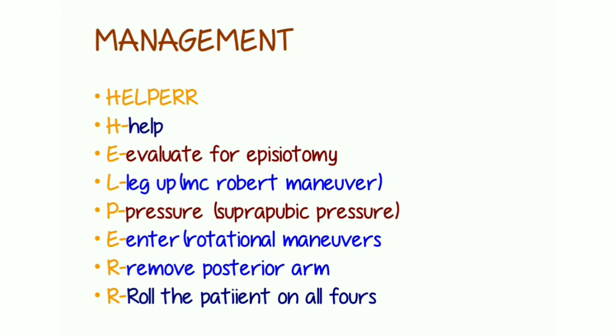So be sure to follow the steps very well. Help, evaluate for episiotomy, legs up, that's known as the McRoberts maneuver. Then apply some suprapubic pressure. If you achieve delivery of the anterior shoulder before reaching the later steps of the mnemonic, you have managed your shoulder dystocia very well.